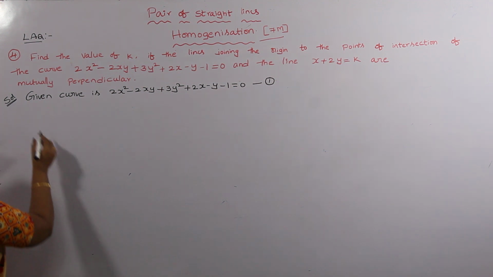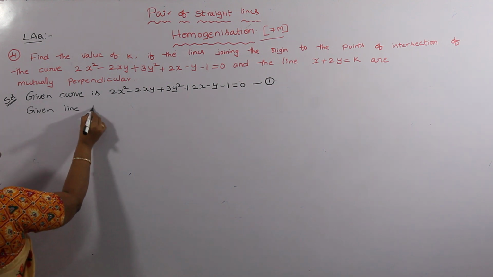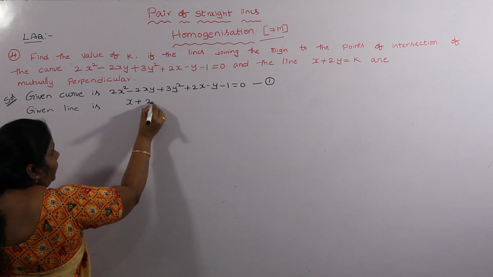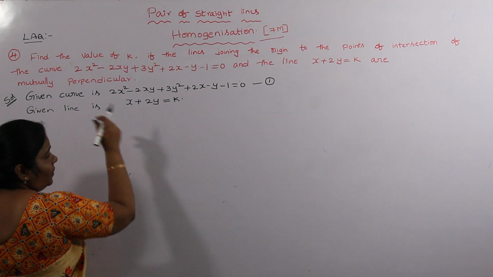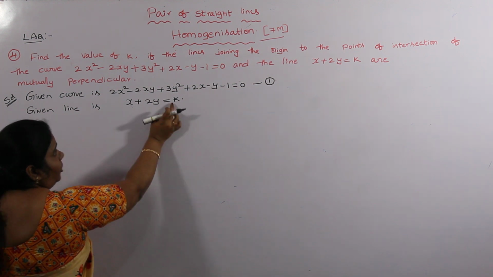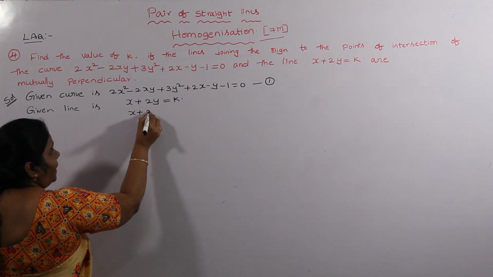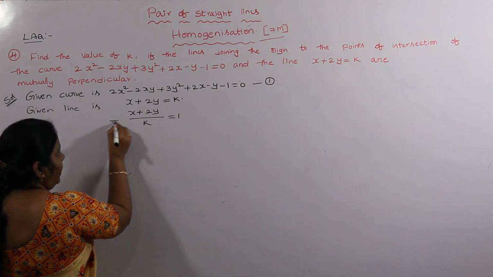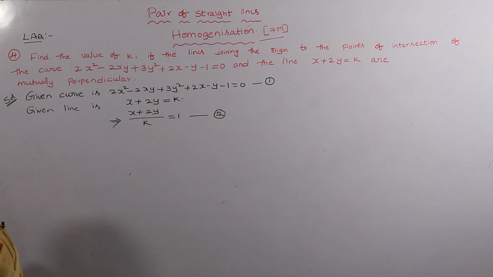And one more line is given, that is the given line x plus 2y is equal to k. This k is transferred to this side, so it is 1 into k. Actually this k is taken to this side, divided by k. That implies x plus 2y divided by k is equal to 1. This equation is taken as equation 2. Now homogenizing equation 1 with respect to equation 2.